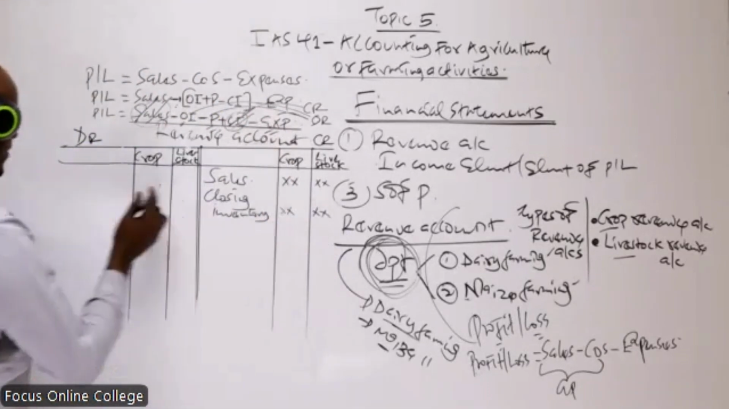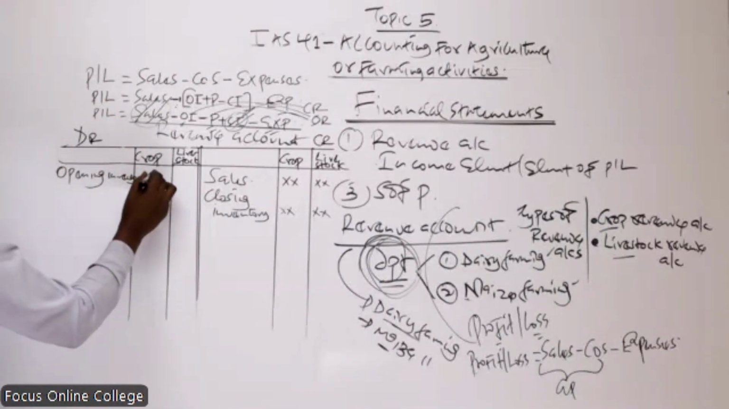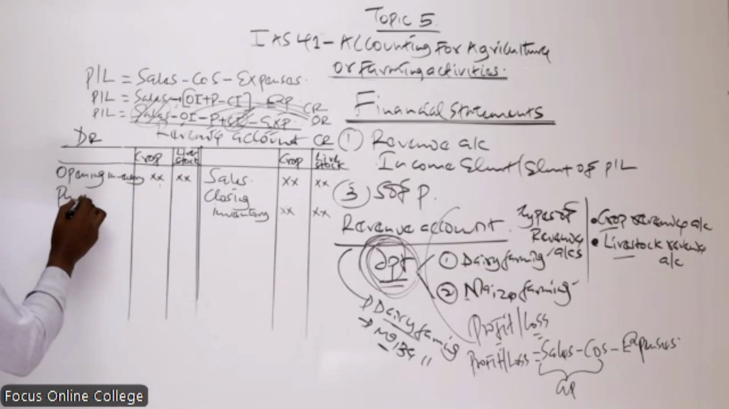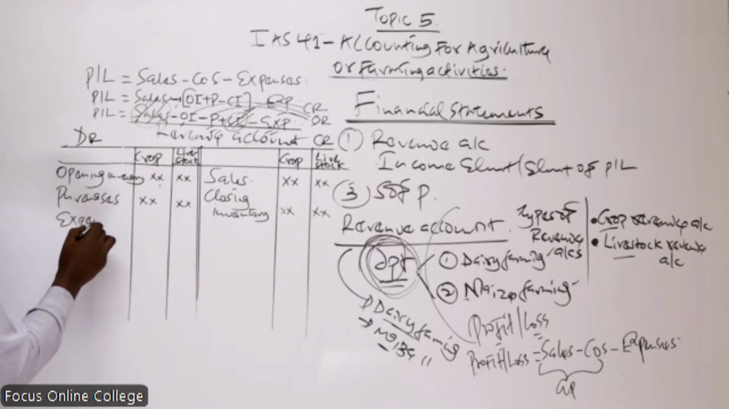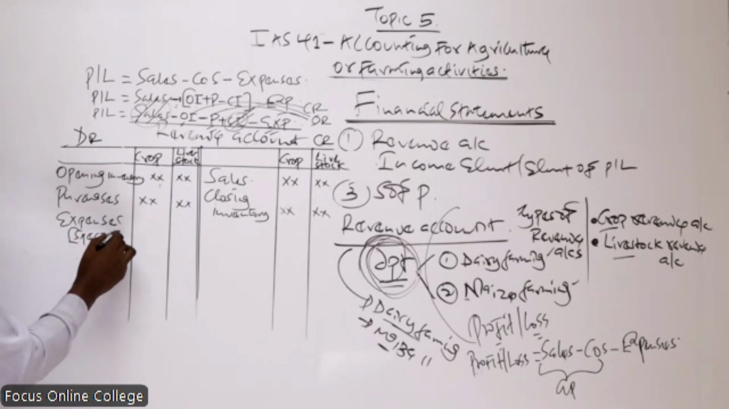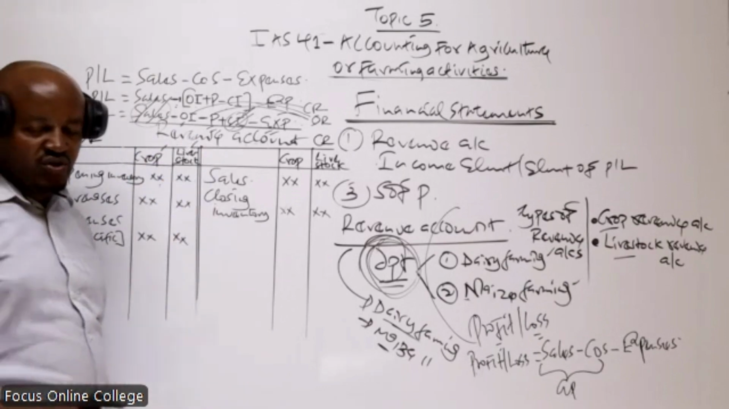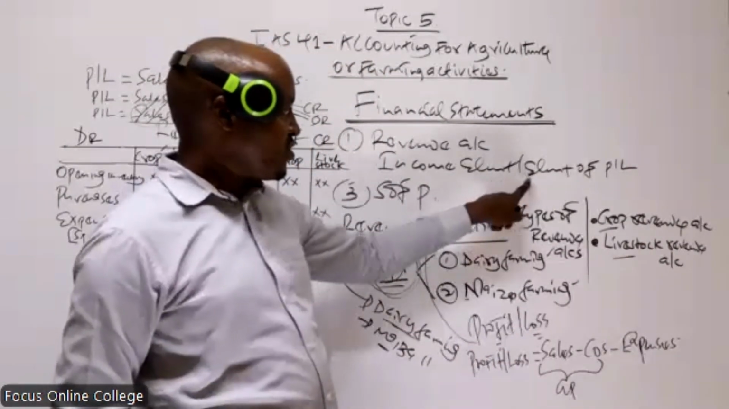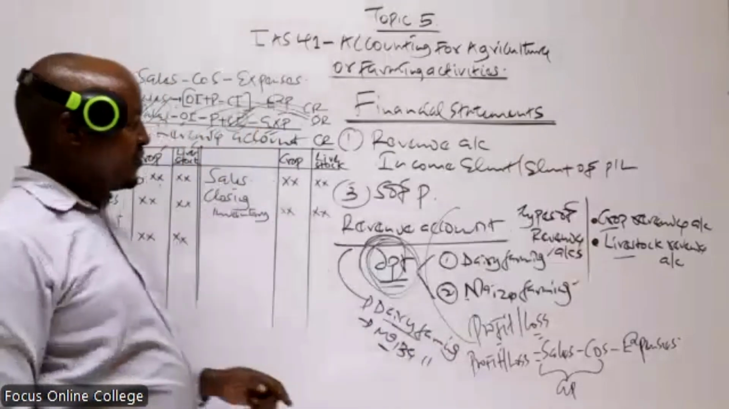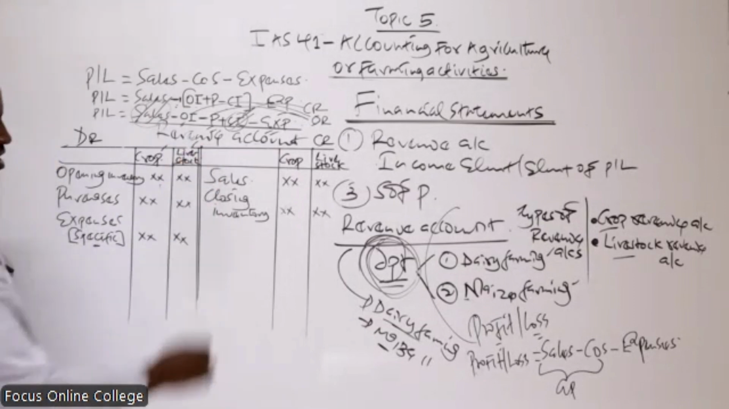Then the other items which are negative, including the opening inventory, including purchases, including expenses. And in this case, what we record here are the specific expenses. Specific expenses means we record expenses specifically relating to crop and livestock. Because you can be given some general expenses, the general expenses we use in preparation of the income statement or the statement of profit or loss. So here we take into account the specific expenses relating to crop farming and livestock farming.